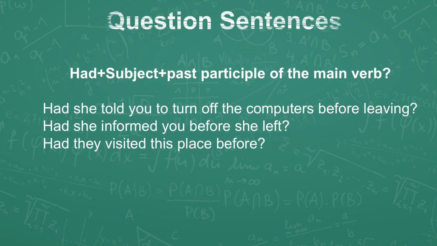Let's look at some question sentences. In these sentences, you just swap the position of the subject with the helping verb had. So the had comes before the subject. Everything else remains the same.